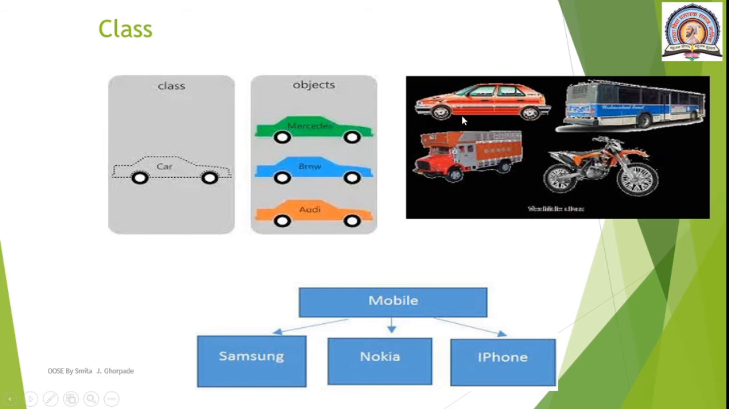One more class example is vehicle. In a vehicle class, there are four different types of vehicles shown here like car, bus, truck, bike. These are the different objects that could be defined under one particular class. That class name is given as vehicle. Then one more example, a class is mobile, and for the mobile class the set of objects defined are Samsung, Nokia, iPhone. These objects are described under one unit. That unit is said to be a class, and here the class name is given as mobile.